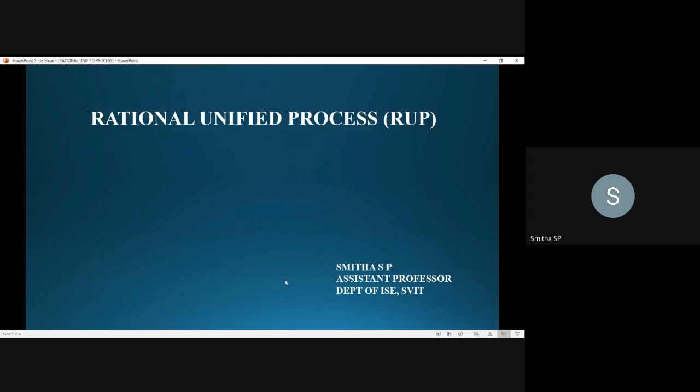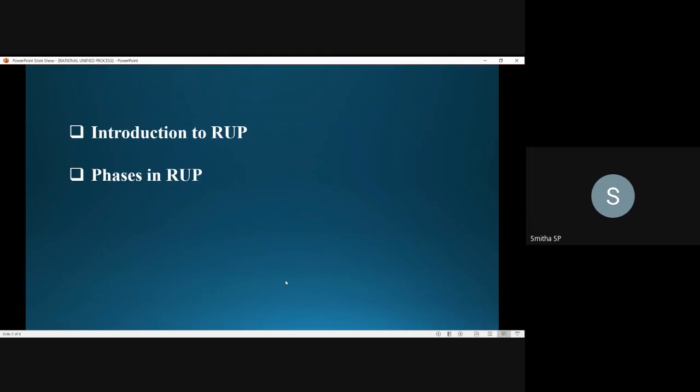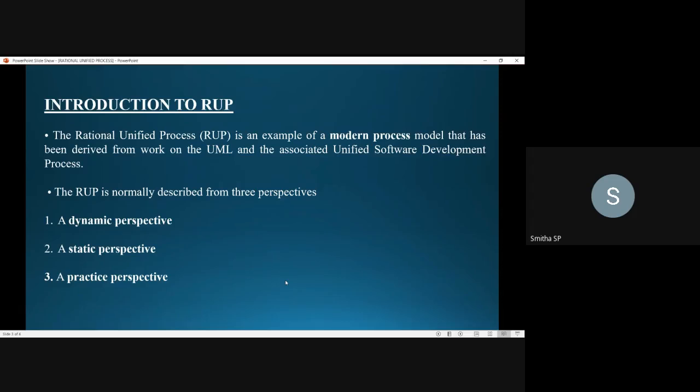Rational Unified Process. In today's class, we will be discussing what is RUP, that is, what is Rational Unified Process. What are all the different perspectives of the Rational Unified Process? Then we will be discussing the phases in the RUP. Let's start with the introduction to RUP.